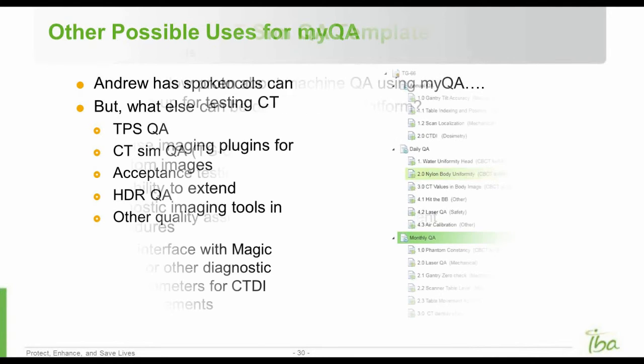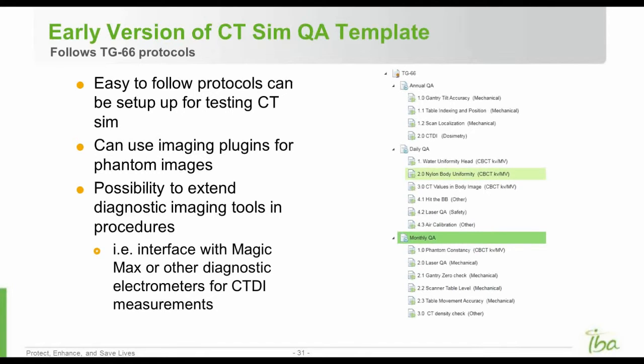So as an example, this is an early version of a CT Sim QA template that I built, and it follows roughly the TG66 protocol. These are really easy to follow. I've done a lot of tests where I've just sort of given the therapist this piece of software and said, all right, run through this and see how it works, see where there's any complications. And so you can use the imaging plugins for your phantom study for your TG66 QA. So if you want to run your CatPhan as opposed to your Philips or your GE phantom, you can have the software automatically do that with the plugins.